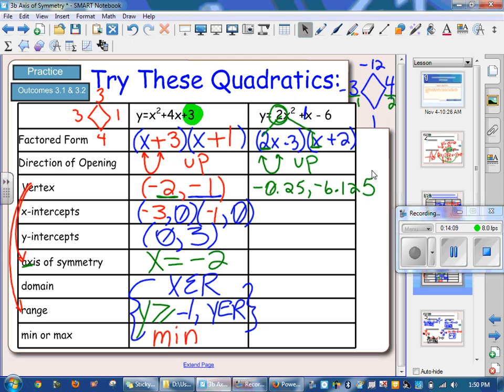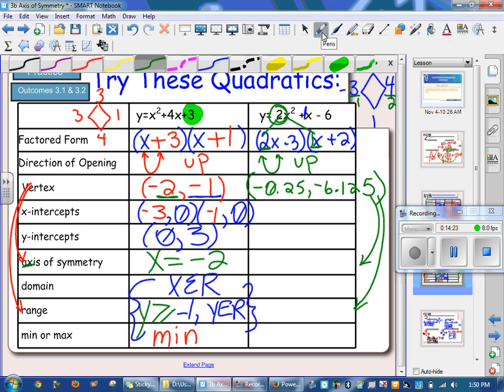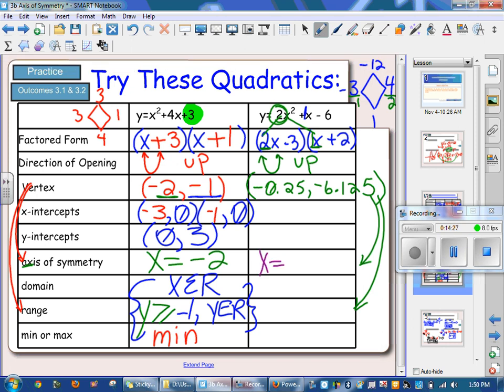All right, now from our axis of symmetry, let's go down again. We're going to now do our axis of symmetry and our range. So we know how to do those things the minute we have a vertex. So, axis of symmetry, x has to be equal to our x number, -0.25. Our range, since it's going up, y must be bigger than or touching -6.125, comma, y-e-r, funky braces.